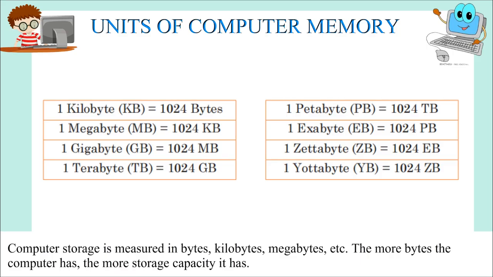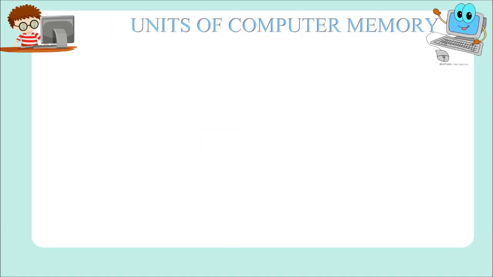1 petabyte, PB, is equal to 1024 terabytes. 1 exabyte, EB, is equal to 1024 PB. 1 zettabyte, ZB, is equal to 1024 EB. 1 yottabyte, YB, is equal to 1024 ZB.